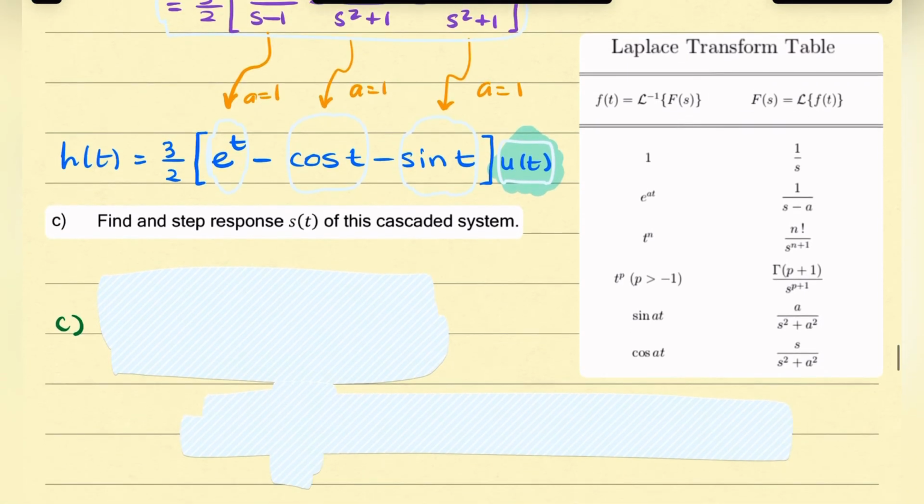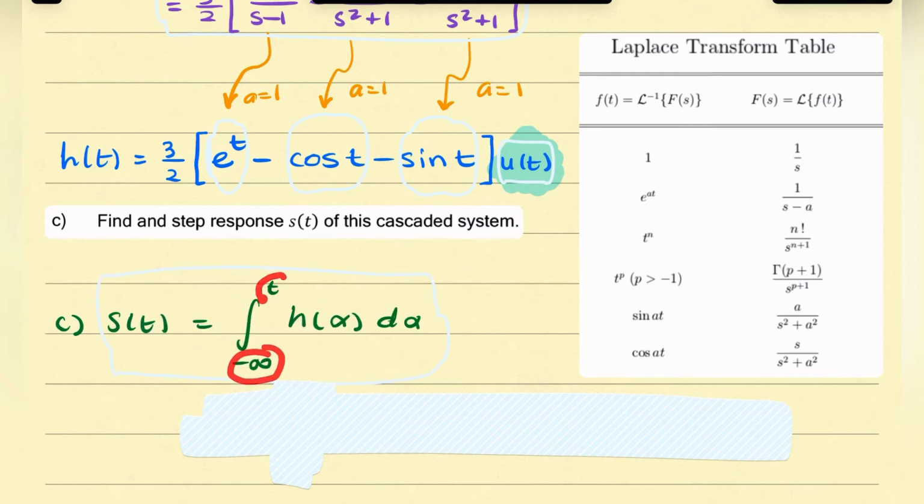Now, part C asks for the step response. So the step response, s of t, is the integral of h of t. And you integrate from minus infinity until t. So it's the integral from minus infinity to t of h of t. But you can't use t here because t is the variable we're using there. So we use some temporary variable, alpha or tau there, or x. So you're integrating this from minus infinity to t.